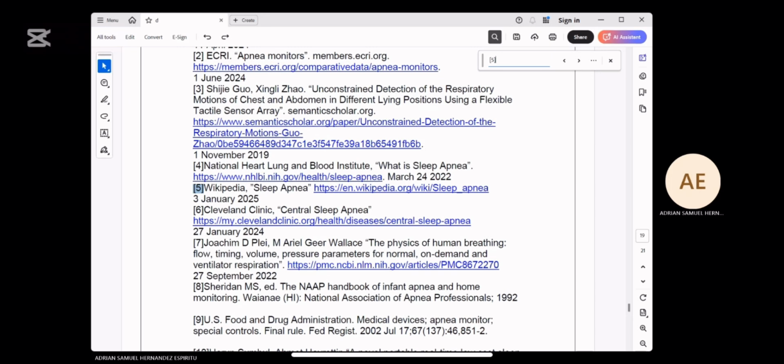So next, I'll be talking about the IEEE. So first, I talk about the author, which in this case, there isn't any particular author because Wikipedia is not necessarily written by a specific person. It's written by a collection of people. So therefore, I put down the organization, followed by the title, which is sleep apnea. Lastly, I put the link, and I put the date, which is 3rd January 2025.